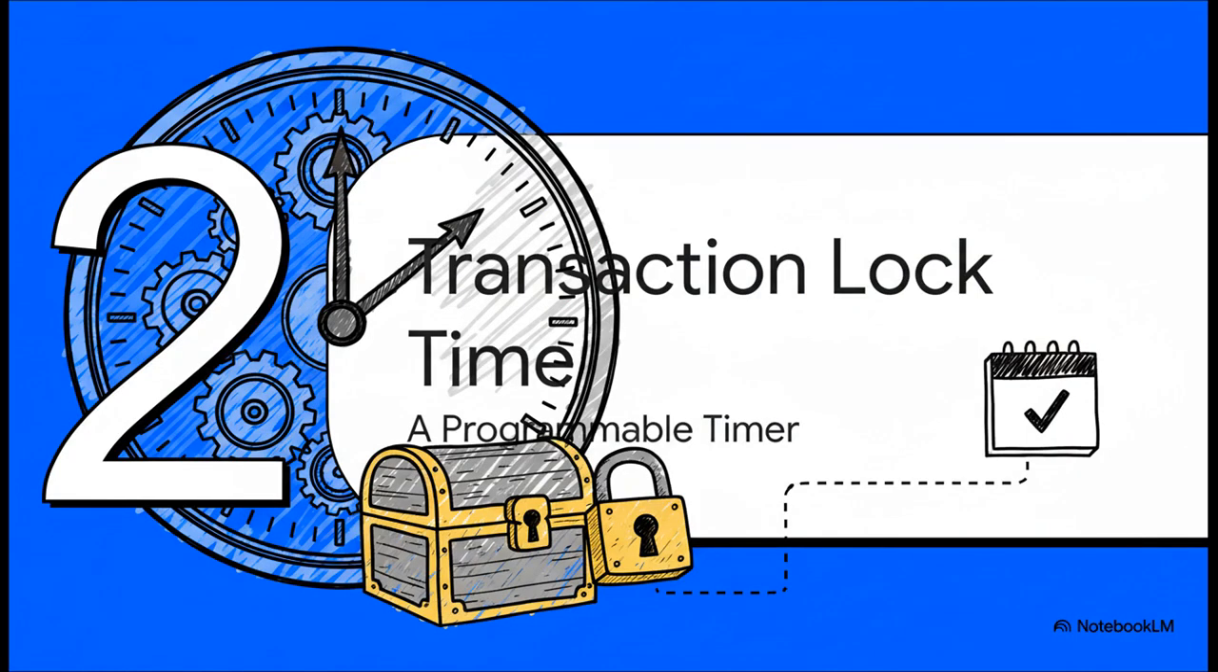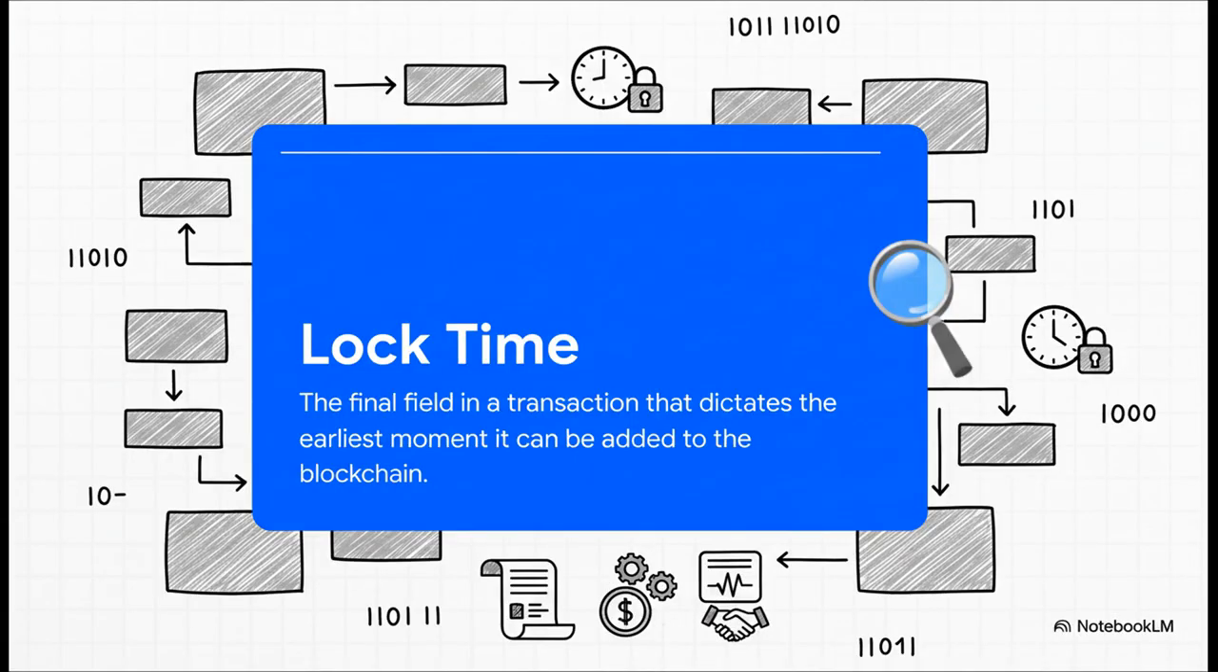All right, next up is a feature that basically acts like a programmable timer. It's called the lock time field, and this is what takes Bitcoin from being just simple digital cash and turns it into something much more powerful, kind of like a post-dated check or a time-locked safe. And let's be really clear here. This isn't just a friendly suggestion. It is a hard rule that's baked right into the code. Miners literally cannot add a transaction to the blockchain until its lock time has been reached. This one simple rule is the foundation for all kinds of cool, programmable financial contracts.